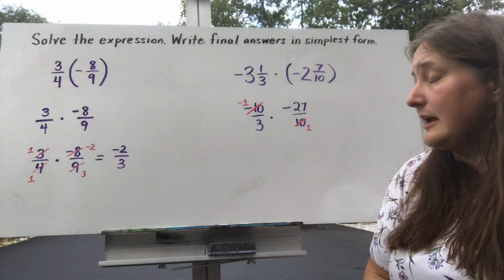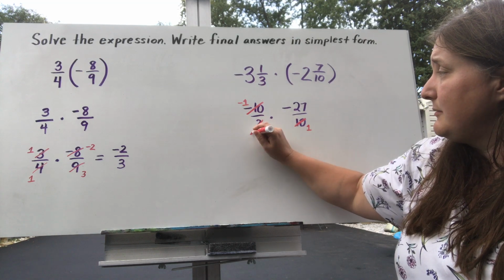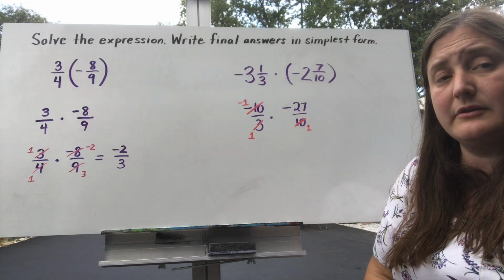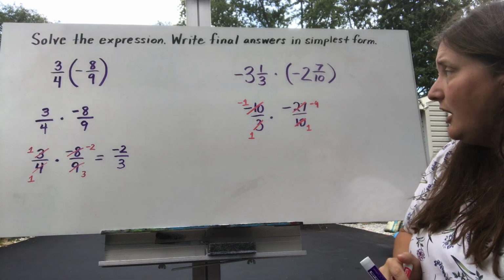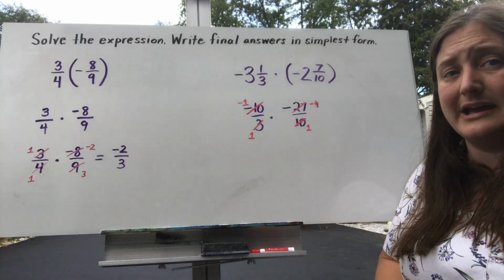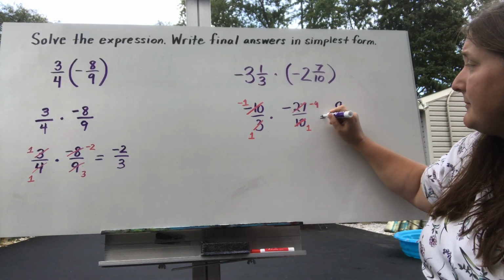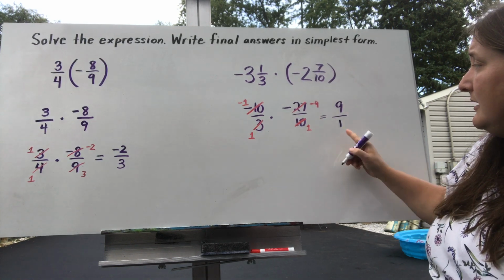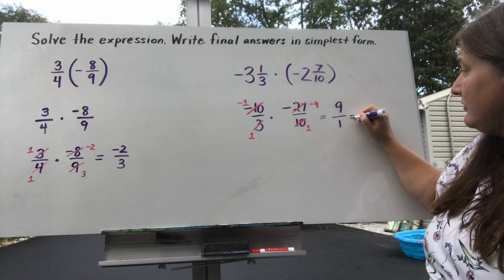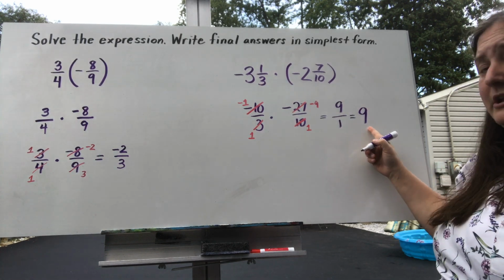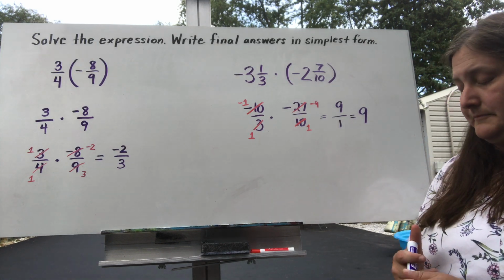3 and -27 are divisible by 3, so I'm going to replace this guy with a 1. 3 divided by 3 is 1, and -27 divided by 3, I'm going to replace this with -9. So along the top here, I've got -1 times -9, which gives us +9. And on the bottom, I've got 1 times 1, which is 1. And this guy can be rewritten as a mixed number. Actually, it's going to just be 9. It's going to go right to an integer because there's nothing left over. So +9 is my answer.